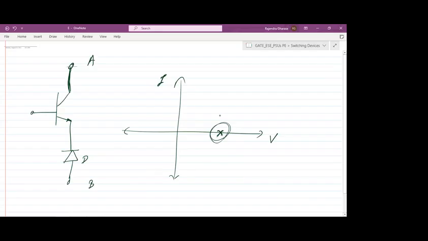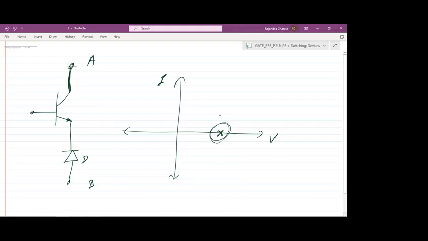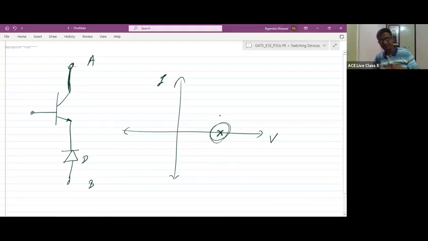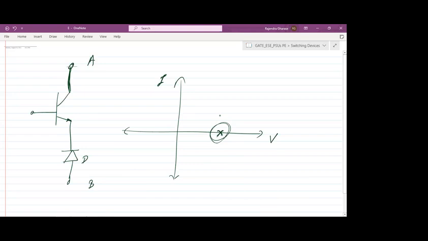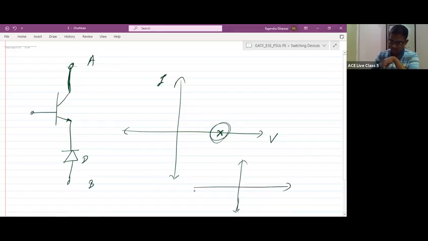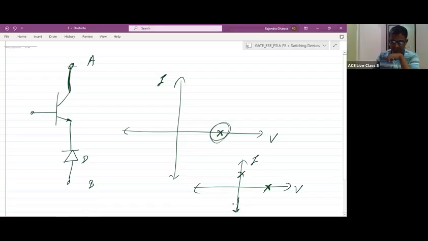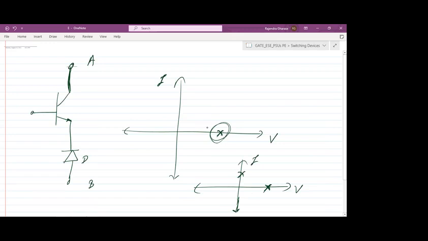Sir, due to the composite switch, the negative current can flow, due to the diode in series. But does your BJT allow the negative current? No. For the BJT alone, we have this type of voltage and current characteristic. It is unidirectional and unipolar. So the BJT does not allow reverse current, and it will not block the reverse voltage. It will be like this only.